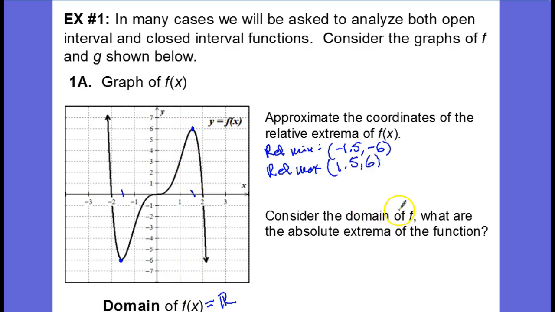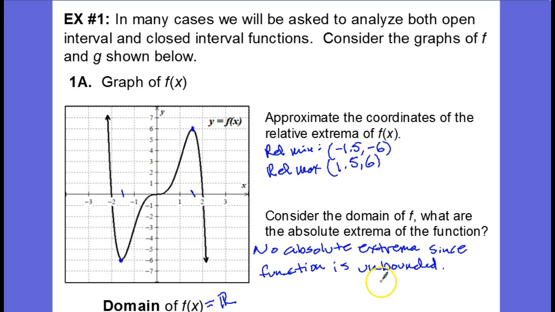Now, considering the domain, which is all real numbers, what are the absolute extrema of the function? Well, here my function is going to negative infinity, here it's going to positive infinity, and so actually there are no absolute extrema since the function is unbounded. Again, that's due to the fact that our domain has not been restricted. If I had a closed interval here, then my endpoints could possibly be absolute extrema.